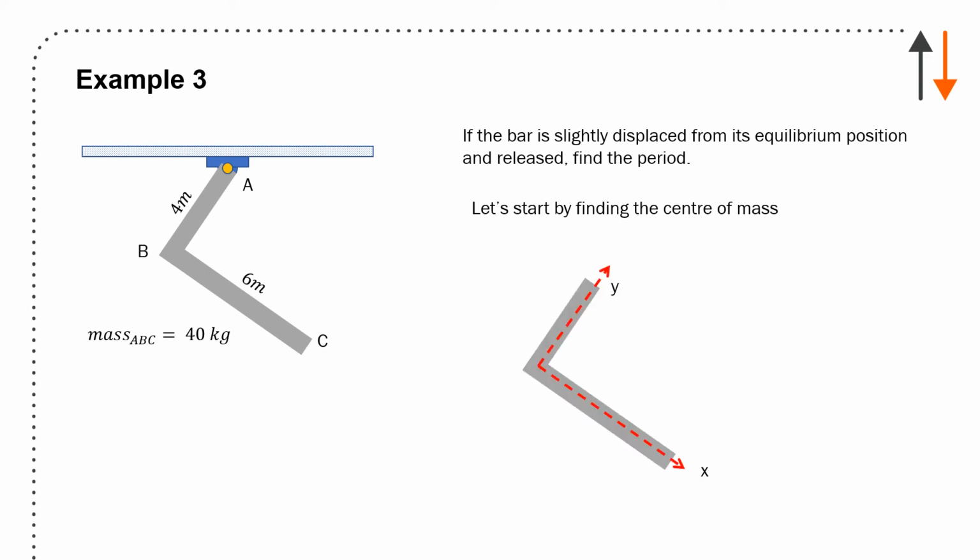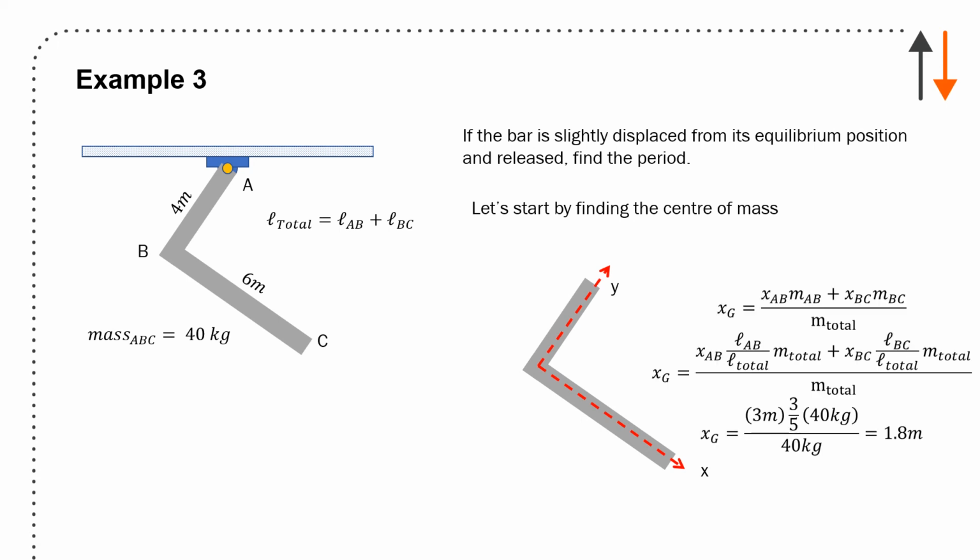So let's start by finding the center of mass. This is often a problem with these types of problems. This is a pendulum in a very simple way, and if it's a pendulum, it's going to essentially rotate from A to its center of mass. So I need to find where the center of mass is. I've defined a coordinate xy, which is convenient to this. I know the total length is L_AB plus L_BC.